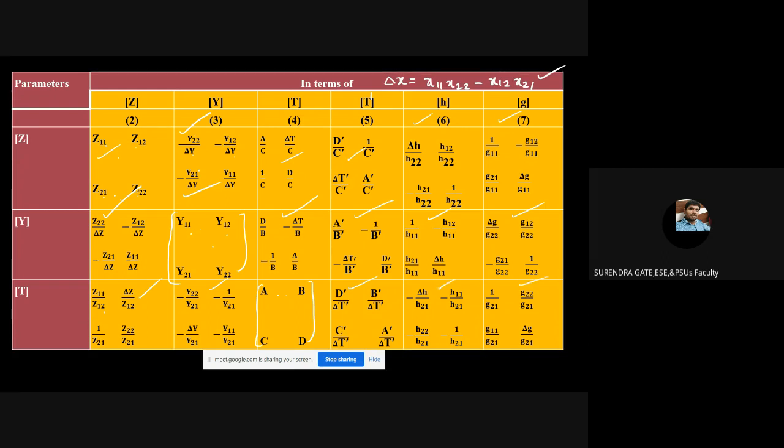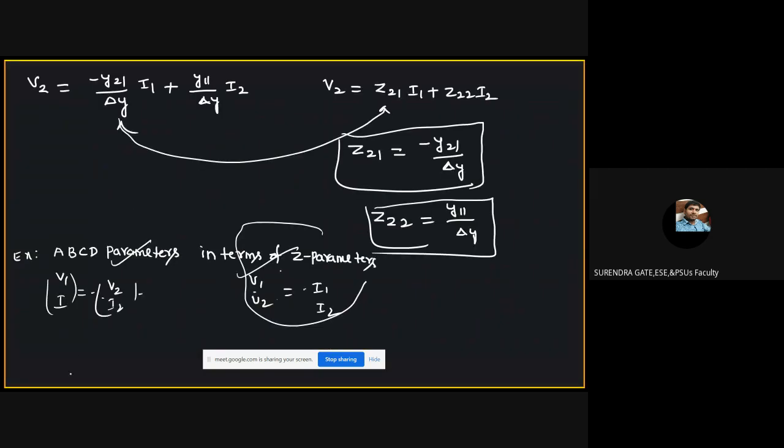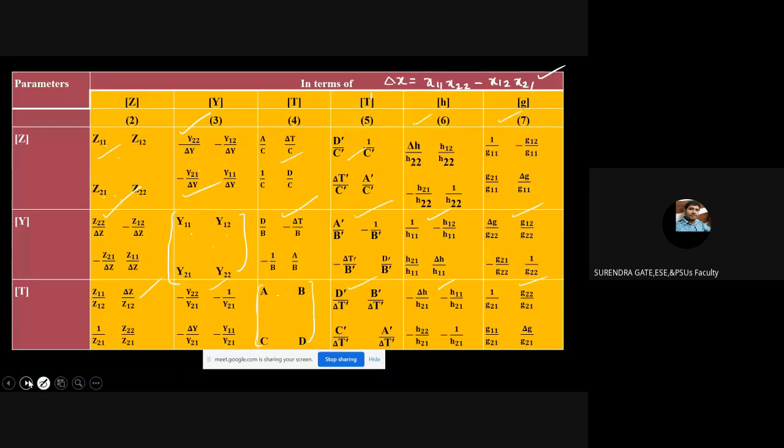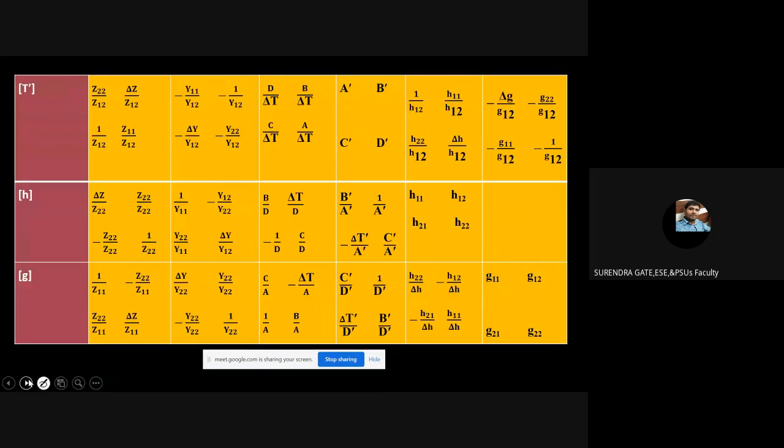Sir, how did we get this? This is the concept only. Whatever procedure I follow, please follow that procedure. You can try to derive every formula, or otherwise, at most you try to remember these also. Next, maximum you concentrate on Y parameters, Z parameters, ABCD parameters and H parameters. And T dash parameters and G parameters are not that important.